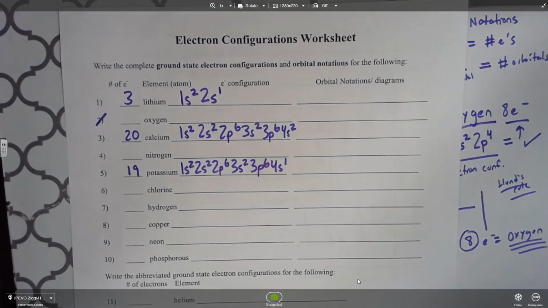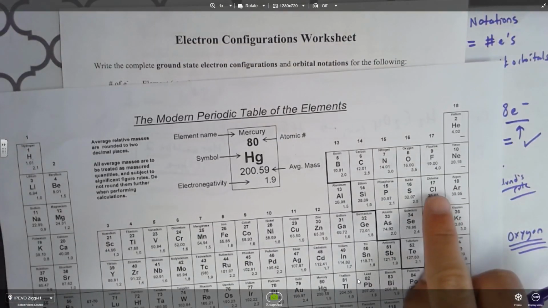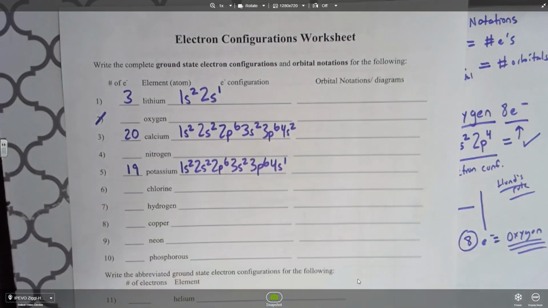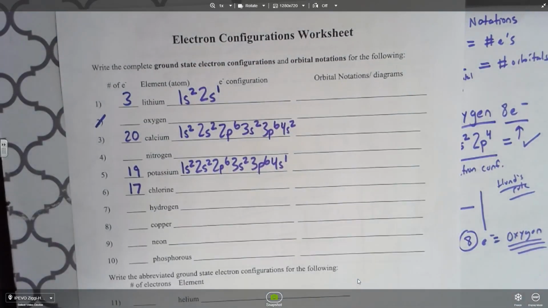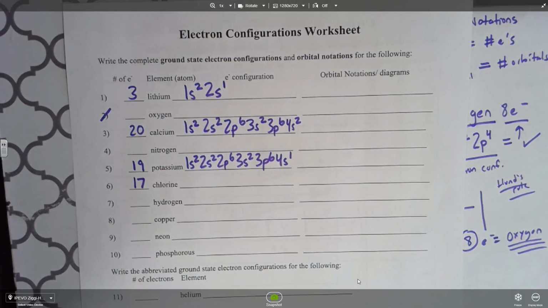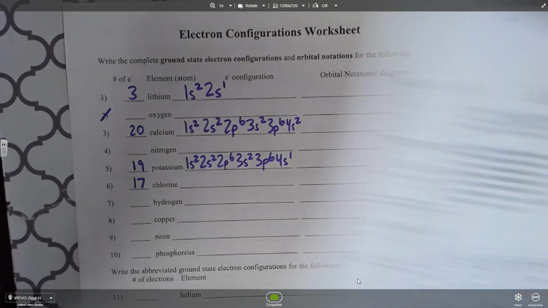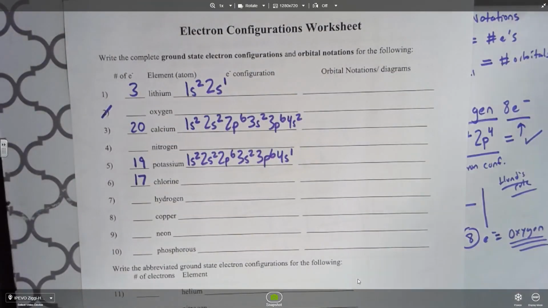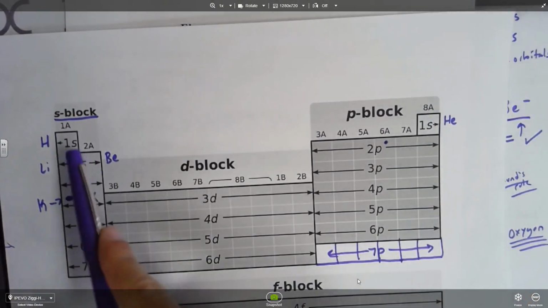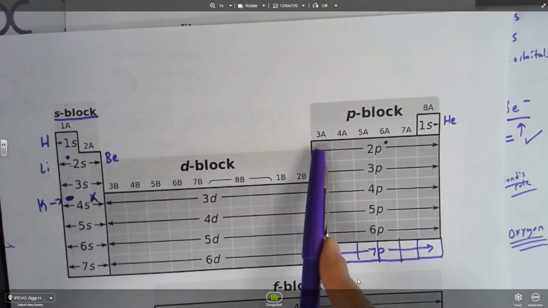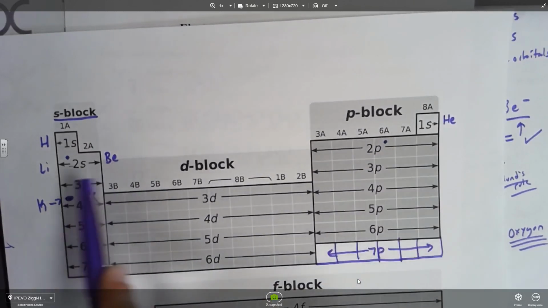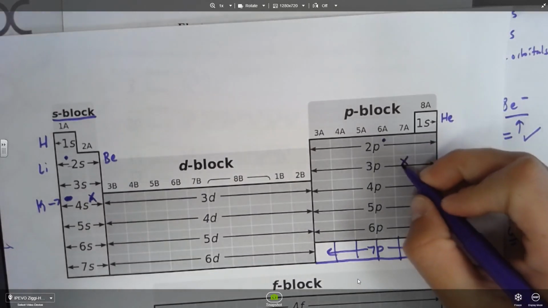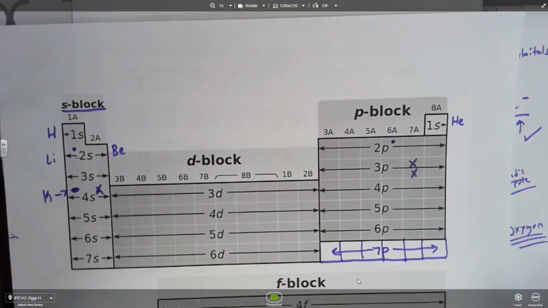Chlorine has 17 right here as its atomic number. So it's 17 electrons. Remember, that's the most important step. So we need to show 17. Now chlorine is right here, 17. So let's look at this one and let's count over 17. 1, 2, 3, 4, 5, 6, 7, 8, 9, 10, 11, 12, 13, 14, 15, 16, 17. Right here is chlorine.